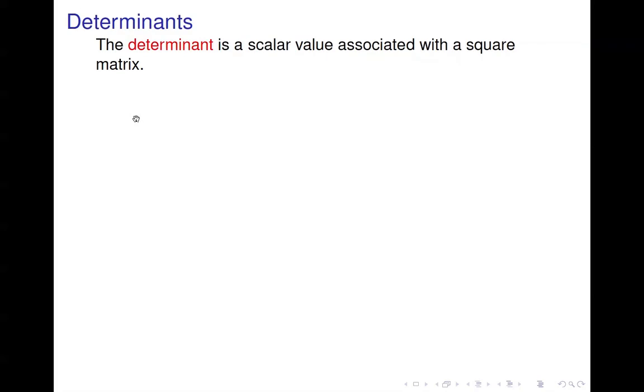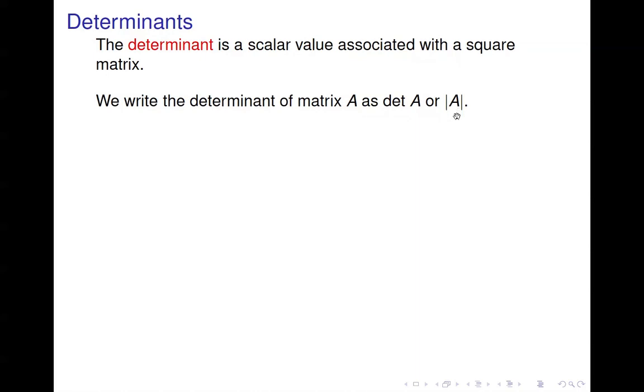Okay, we're going to talk about determinants. The determinant of a matrix is just a scalar value that is associated with any square matrix. So we only talk about the determinant of a square matrix. The notation is det of A, or sometimes you see it as the absolute value of A, with the vertical bars around A.